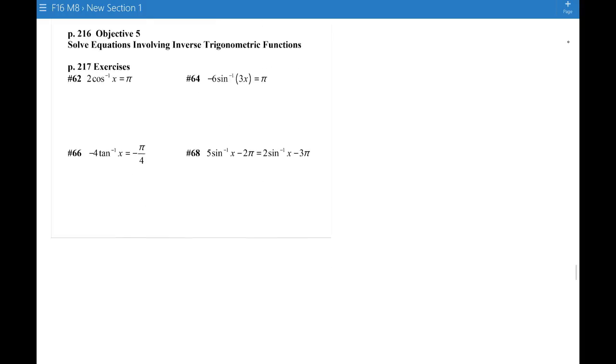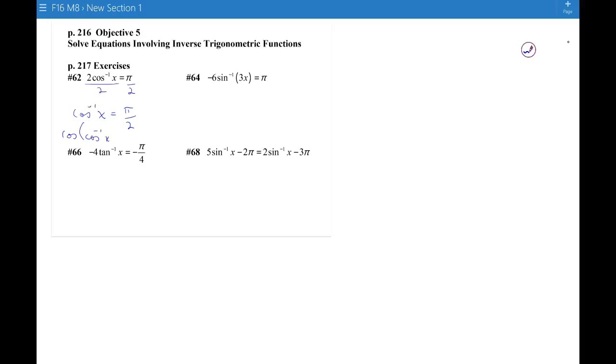And then we're going to do some solving inverse trig function equations. And you're going to want to isolate the inverse trig function. So this one you're going to want to divide both sides by 2 and get pi over 2 and say, well, I can do the cosine of both sides. And the cosine of pi over 2 is 0. So the solution to this equation is x equals 0. So when x is 0, that's a solution to this equation.